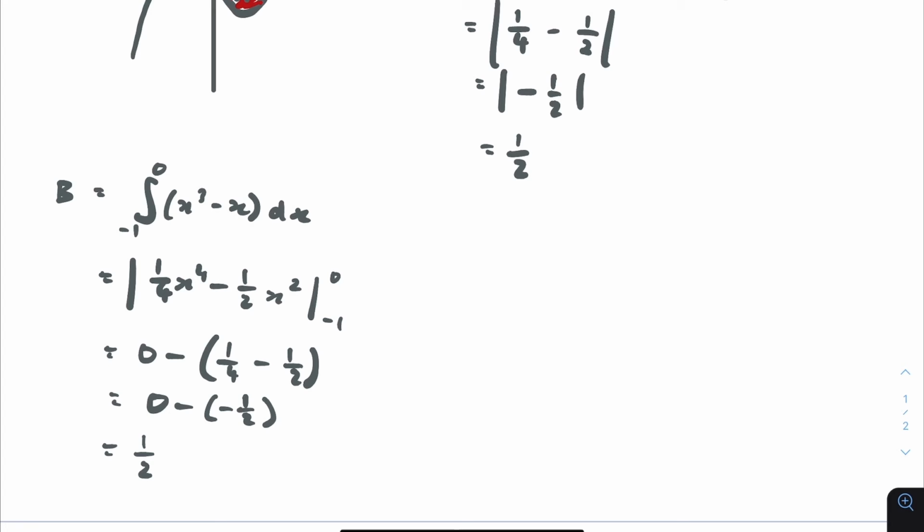And to find the area, then we add the two areas up, which gives us half plus half equals 1 unit squared. So that's our answer.